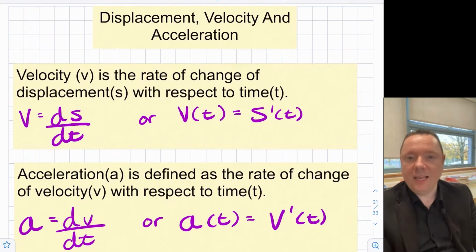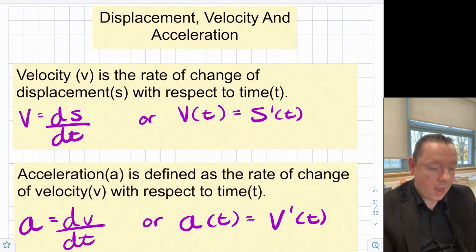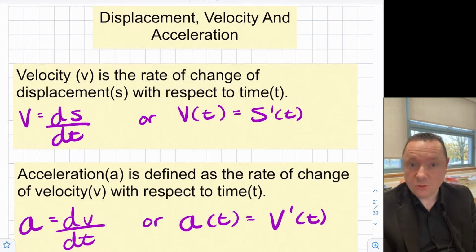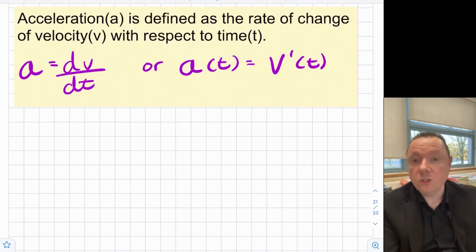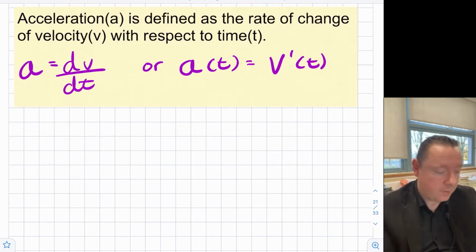Let's look at this in some context then, looking at the context of displacement, acceleration, and velocity. Velocity is the rate of change of displacement with respect to time. So in other words, as a formula, velocity would equal ds by dt, or v of t would equal s dash of t. Same with acceleration. Acceleration we define as the rate of change of velocity with respect to time. It's how velocity changes over time. So acceleration must be dv by dt, or a of t is v dash of t.